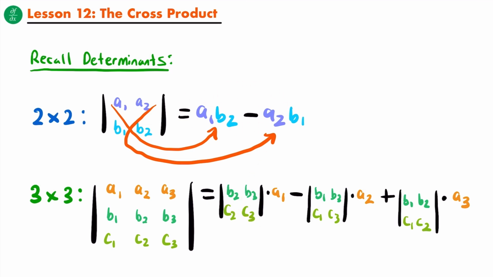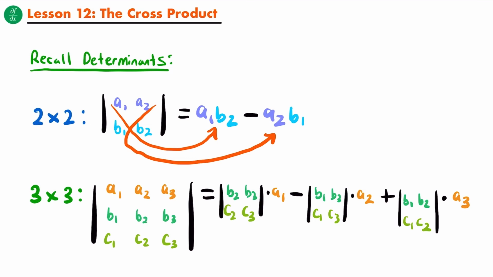So we'd have b2 times c3 minus b3 times c2, then you'd have b1 times c3 minus b3 times c1, and then you'd have b1 times c2 minus b2 times c1. Okay, and so that's all the reviewing that we're going to do here. That's how you calculate the determinants of a 2x2 and 3x3 matrix. So just keep that in the back of your mind for now, because we're going to come back to this in just a little bit.